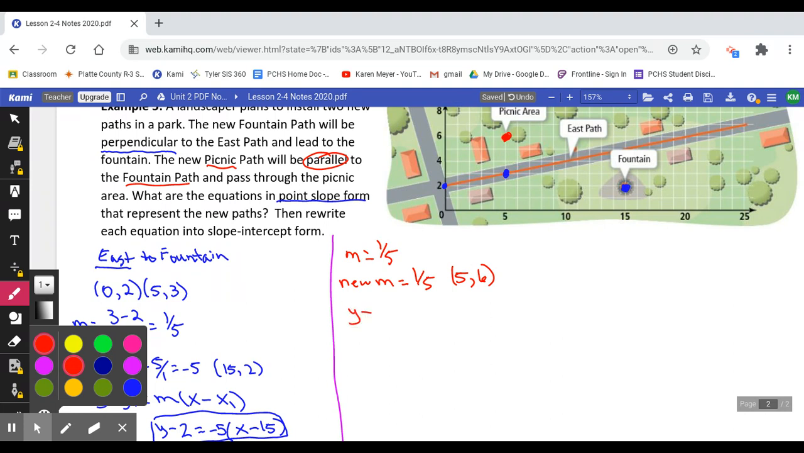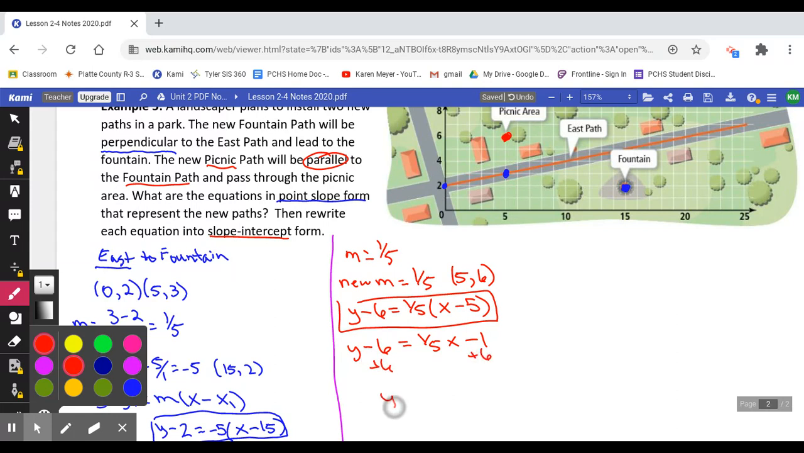So now let's go into point slope first. y minus 6 equals 1/5 parentheses x minus 5. Now we have to take it into slope intercept form next, so use the distributive property. That gives you y minus 6 equals 1/5 x minus 1. Add 6 to both sides. So y equals 1/5 x plus 5. And we're done.